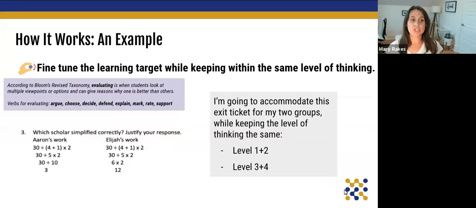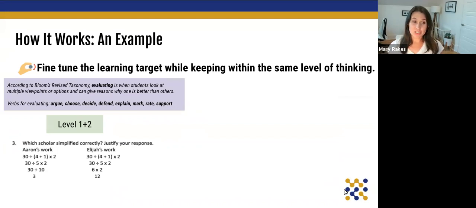So let's think about what this could look like. I'm going to accommodate this exit ticket for my 2 different groups while I keep that evaluation thinking level the same. I'm going to have one example for my level 1s and 2s, and one example for my 3s and 4s.